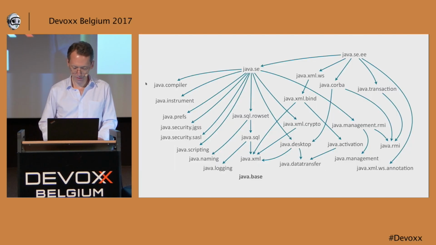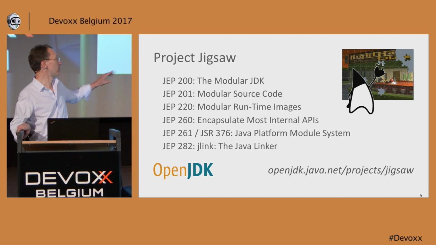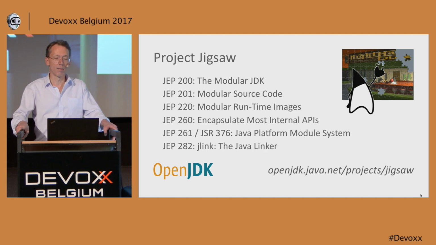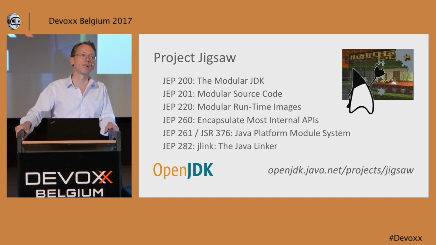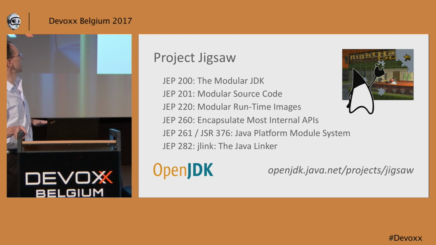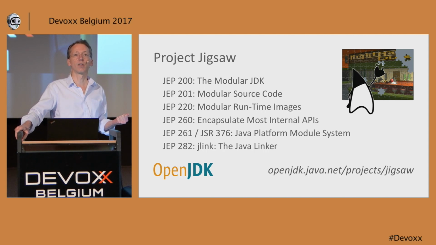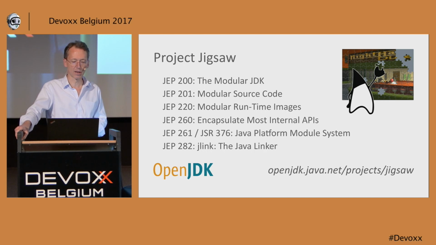That is all that I've got prepared for right now. There's a ton of information about Project Jigsaw on our project page on OpenJDK. Most of the essential information is in the JEPs, the JDK enhancement proposals numbered 200, 201, 220, 260, 261, and 282 covers the linkers. So all of these contain lots of useful information. 261 is probably the most important one. It explains all of the command line options and how the module path works, and in much more detail than I've been able to show here.